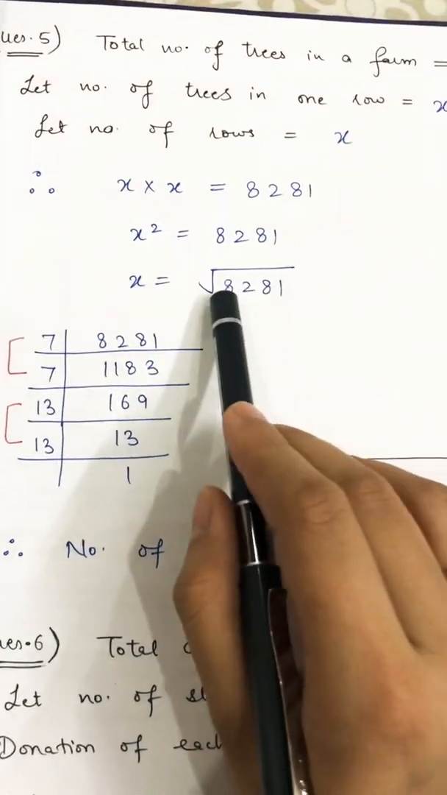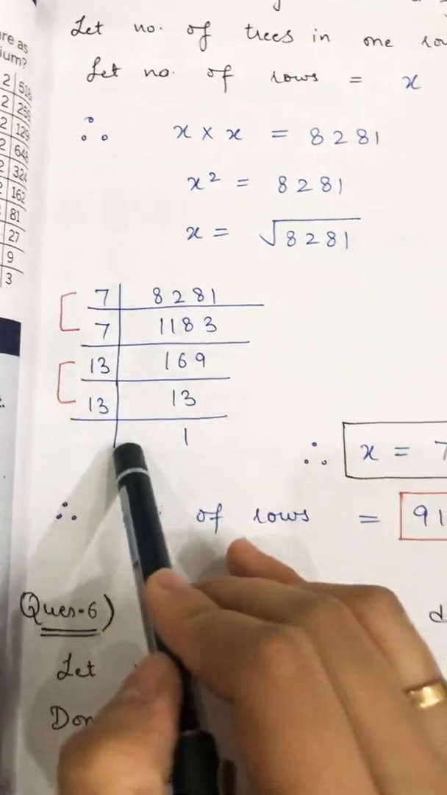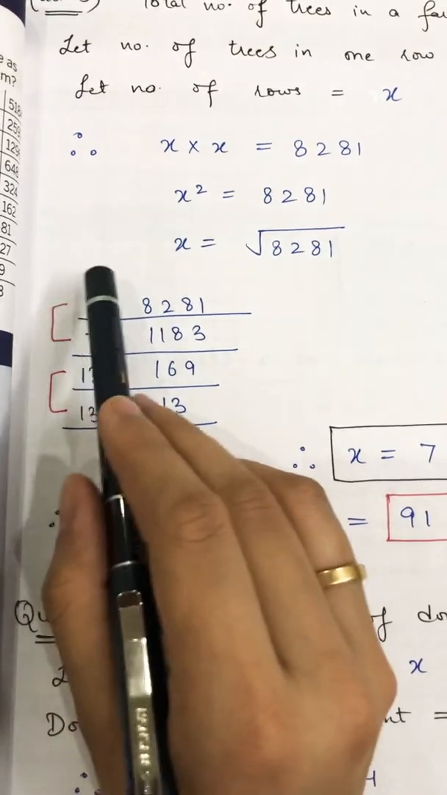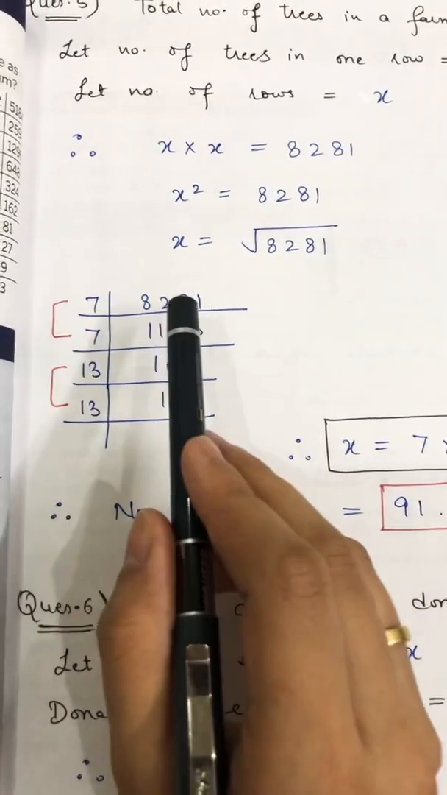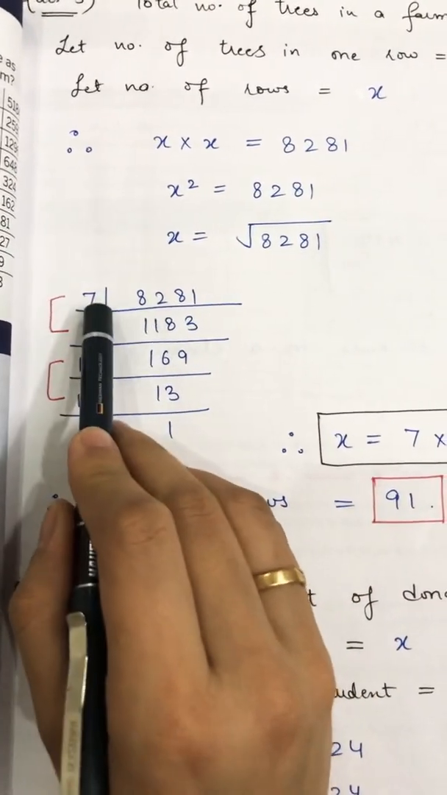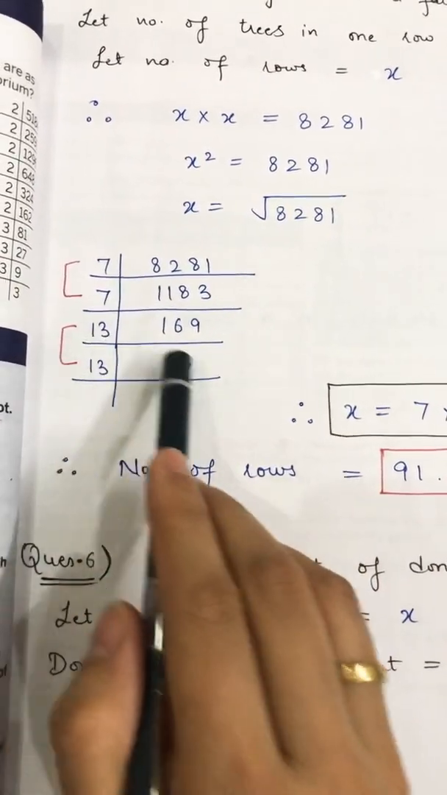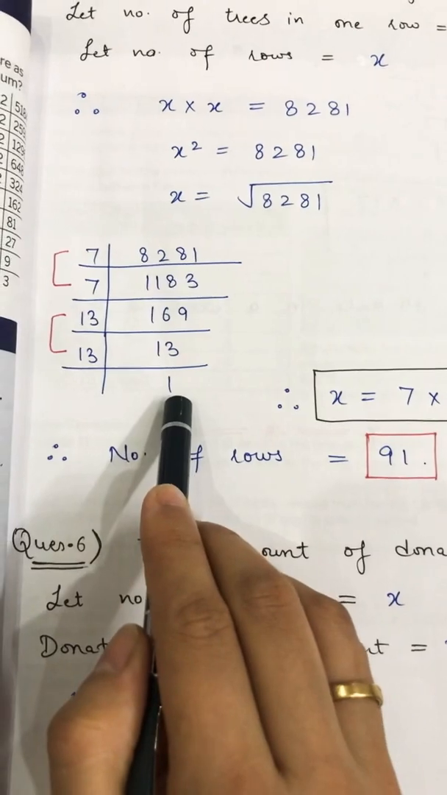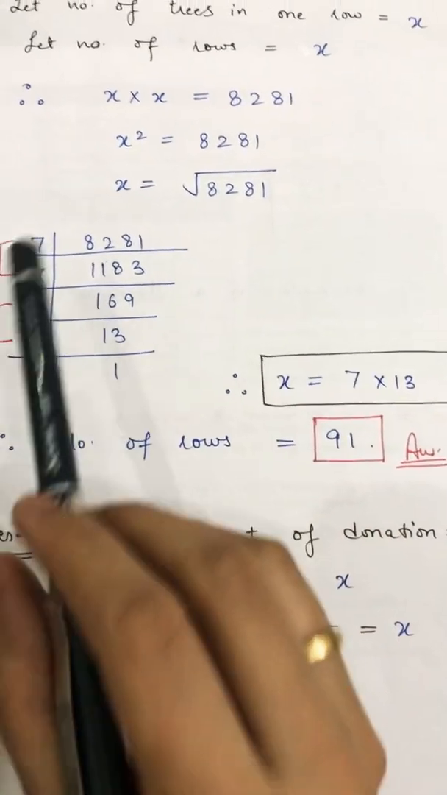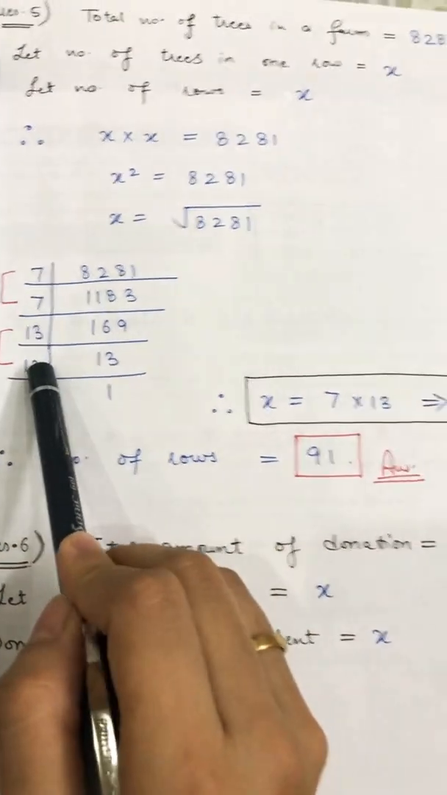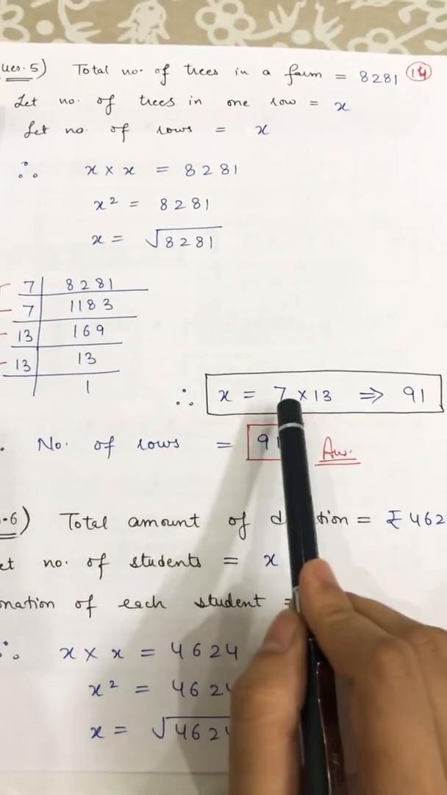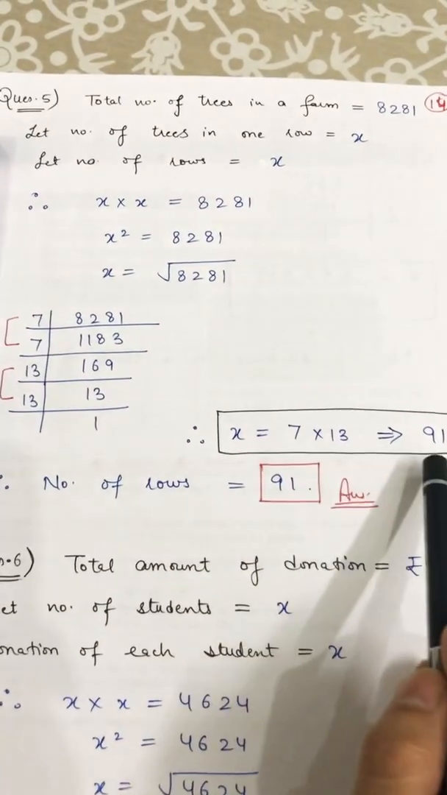Now the square root of 8281: just take out the LCM. It will not go on the 2 table, not on 3, not on 5, it will go on the 7 table. Then on 7, then 169, it will go on the 13 table, then on 13. Now we are having 2 pairs, 7 and 13. So X is equal to 7 multiplied by 13, which is equal to 91.